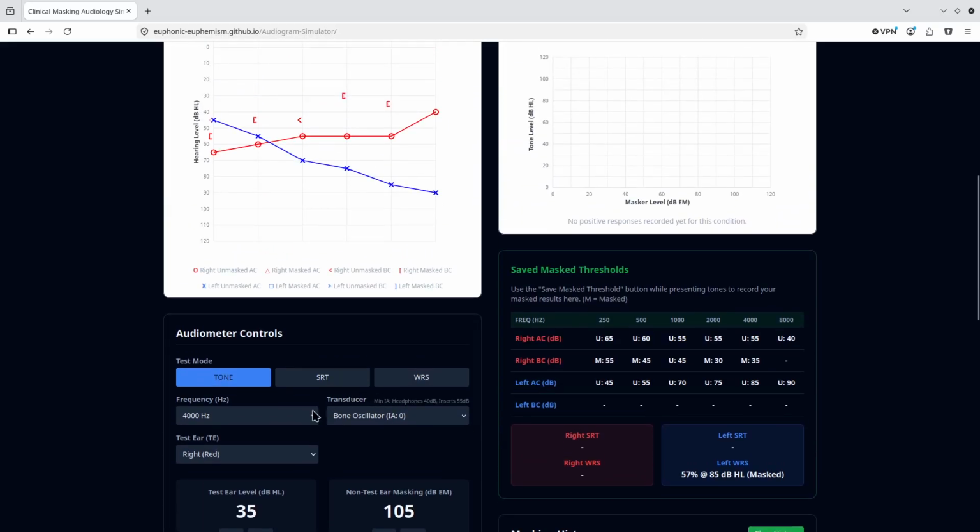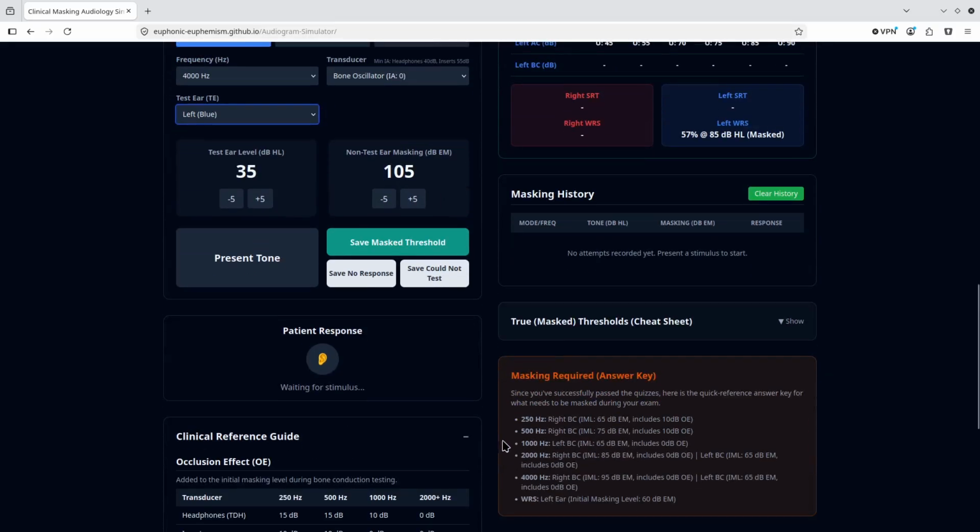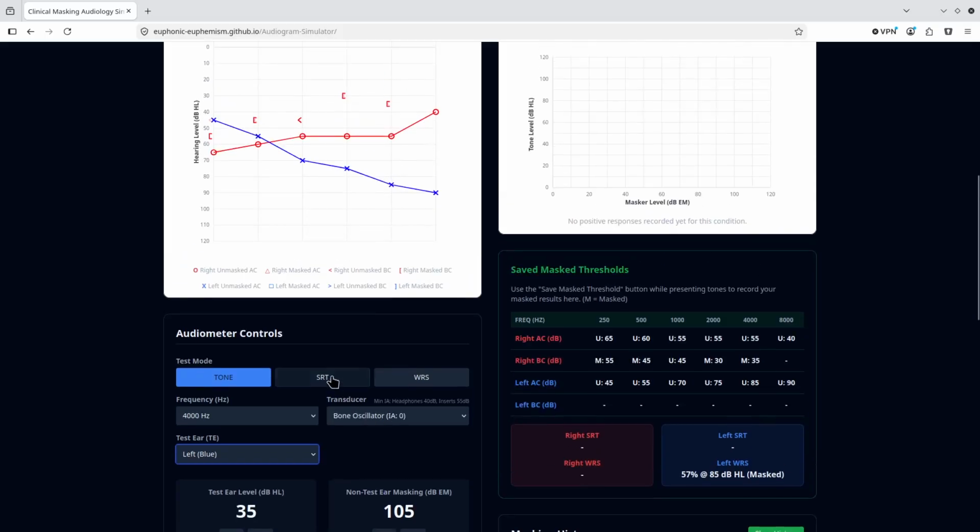Now let's check our left ear. Let's go to left ear here. We'll start at 250. Well, we don't have to do 250 necessarily because we don't have an air bone gap. So we can see down here that 250, we don't need to do left ear. Left ear, we just need to do 1,000, 2,000, and 4,000. That's what we need to do for left ear. So 1,000, 2,000, and 4,000.